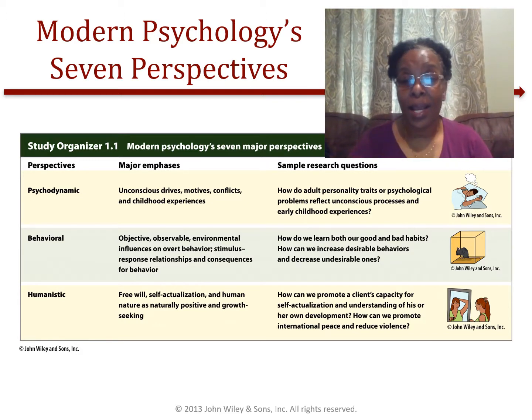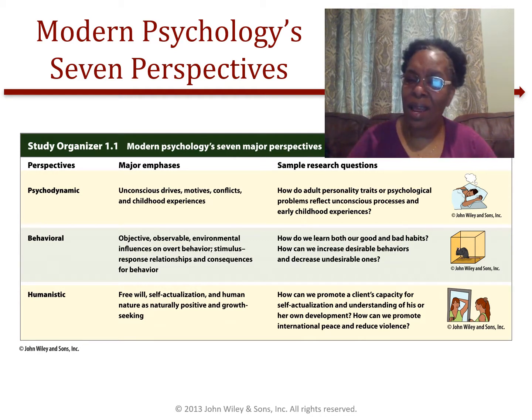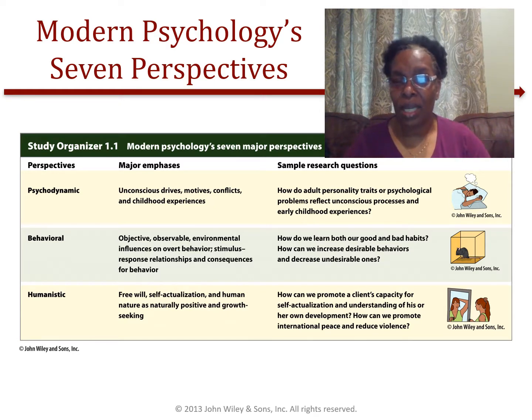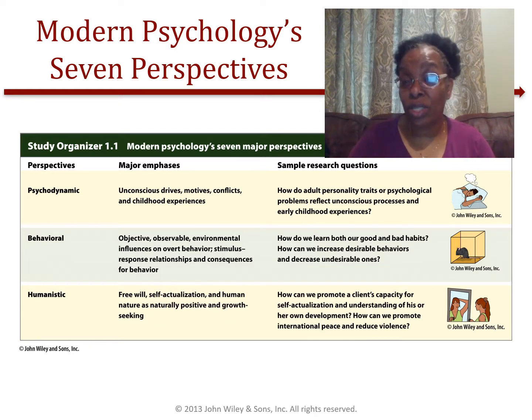Right now, I'd like to talk a little bit about modern psychology's 7 perspectives. This is where it talks about how they developed and what we generally use as our theoretical orientation, so to speak. First and foremost, let's go back to Freud.